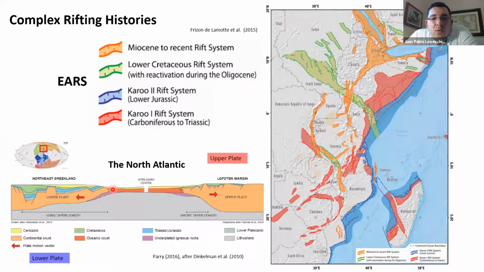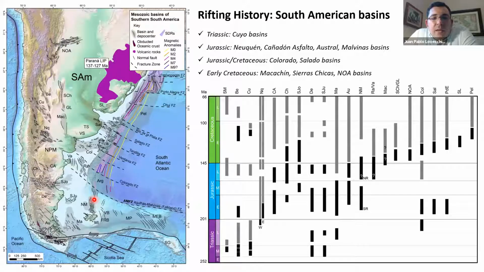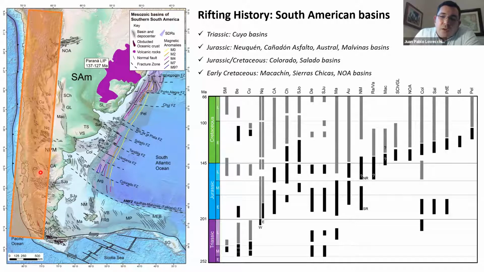And another case of multi-stage rifting is the North Atlantic between Greenland and Norway. In the South Atlantic, we have compiled the ages of rifting in different basins in Southeast and South America. So we put with the bars the age of active rifting for Triassic, Jurassic, and Cretaceous basins for all these basins. And I'd like to highlight here that this orange polygon is representing the part that was submitted to the Andean compression and orogeny in the Cenozoic.